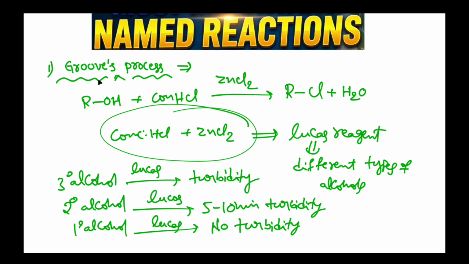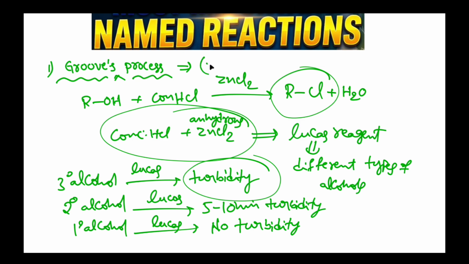Based on this, we can find which alcohols are more reactive. When alcohol reacts with concentrated HCl in the presence of ZnCl2, we get alkyl chloride. That reaction is the Groves process. Concentrated HCl reacts with a primary alcohol only in the presence of ZnCl2 catalyst, but a tertiary alcohol does not need that much ZnCl2; it reacts easily and gives turbidity immediately. So concentrated HCl and anhydrous ZnCl2 is called Lucas reagent.